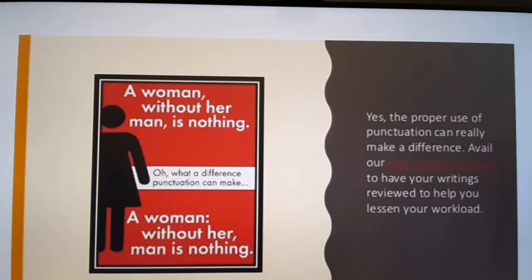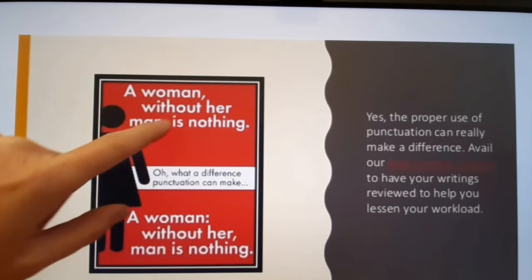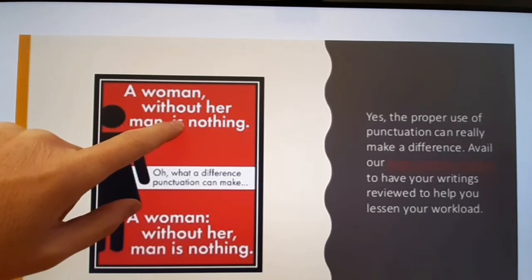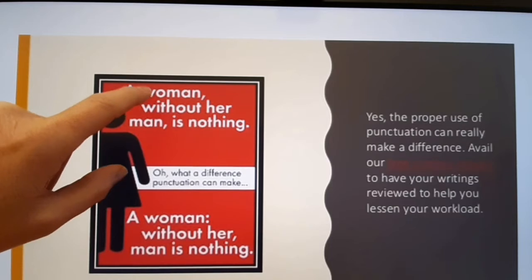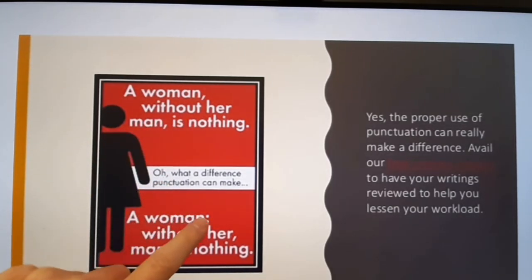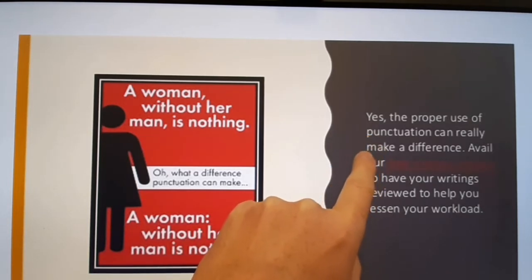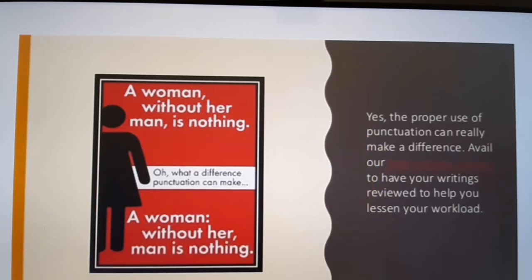Look at this punctuation here. This is great. A woman without her man is nothing. So here we have the clause, a woman is nothing. But if we change it, adding some different punctuation, not necessarily the comma, here we have a colon: a woman, without her, man is nothing. So definitely, commas really make the difference, especially with regards to clarity.